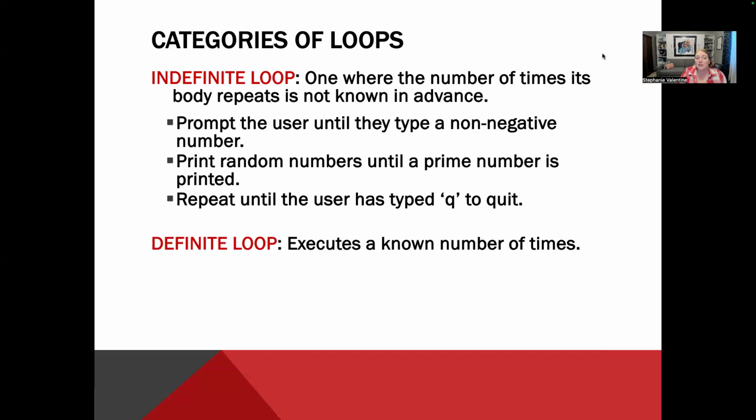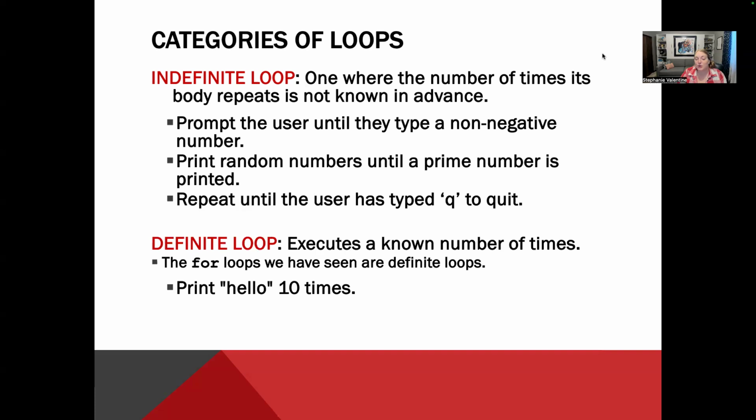The other type of loop that is available is a definite loop. These ones are used a lot more frequently than indefinite loops. These execute a certain number of times. You know exactly how many times it needs to execute, and you're able to tell your program how many times you want that to be. So we are going to look at four loops today in the next video.